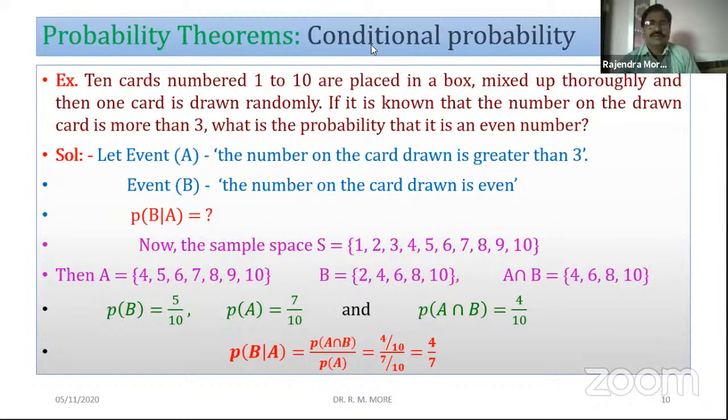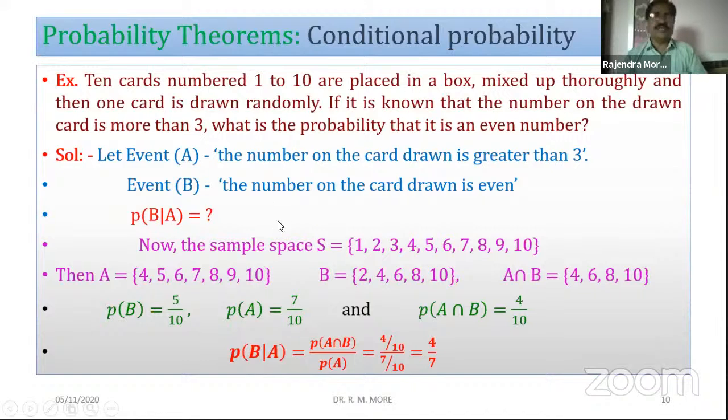So here, the card number being more than 3 is the event which has occurred. And we have to find the probability of the number being even. So let us try to solve. So what is the event A? The number on the card drawn is greater than 3. Event B is the number on the card is even. Then we have to find the probability of B when A has occurred.